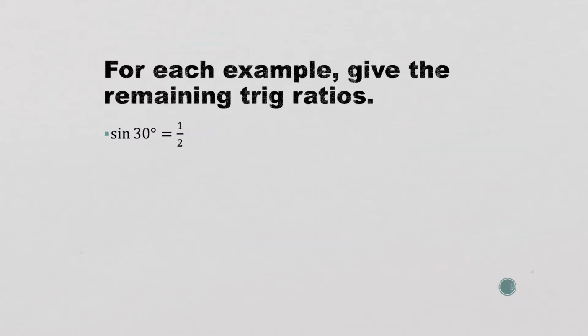So our first type of problem we're going to look at is, given a function and a ratio, list the other remaining trig ratios. So I have the sine of 30 degrees, which means I need to know what the cosine of 30 degrees is. I want to know what the tangent of 30 degrees is. Cosecant, secant, and cotangent.